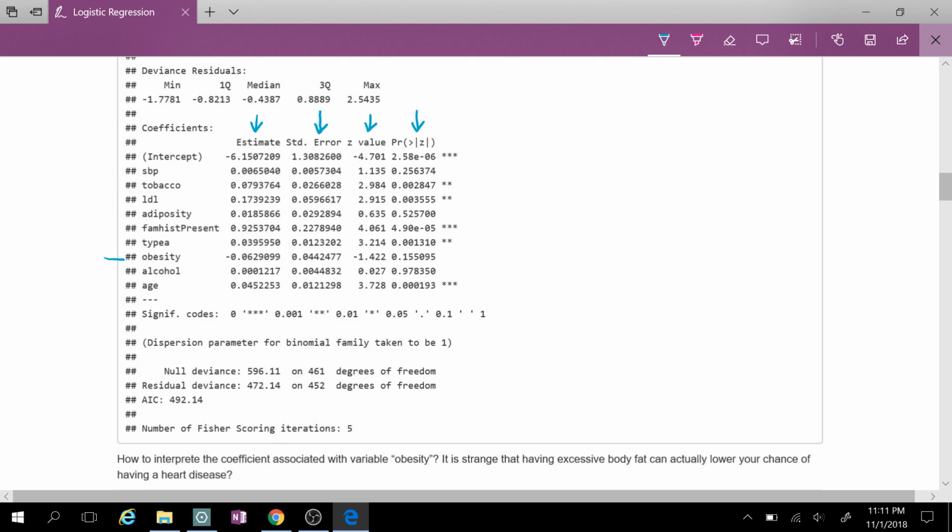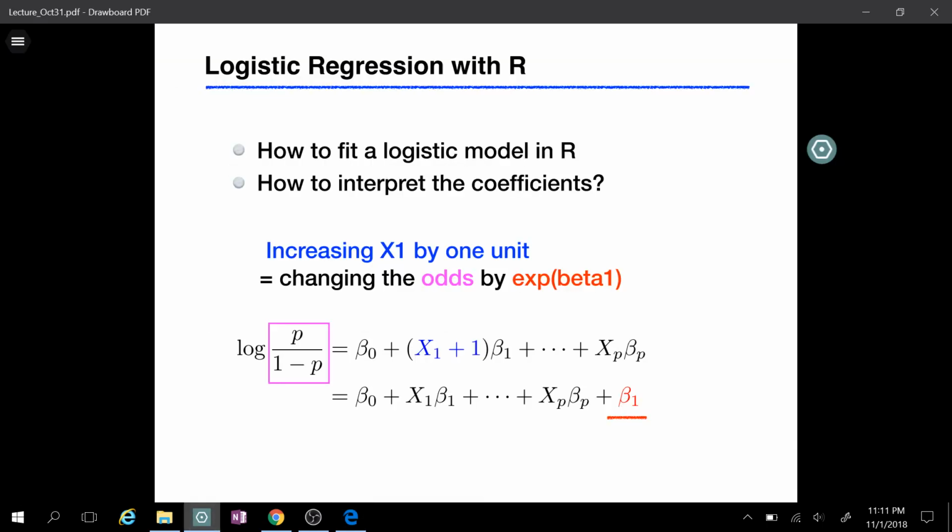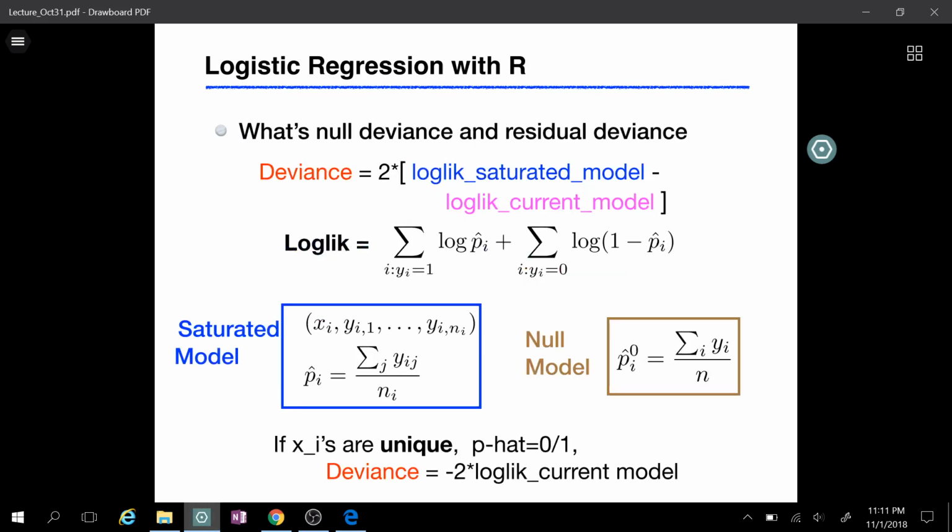We don't have residual sum of squares or sigma estimate. Instead, we have null deviance and residual deviance. So what's deviance? The deviance is defined to be 2 times the log likelihood of the saturated model minus the log likelihood of the current model.